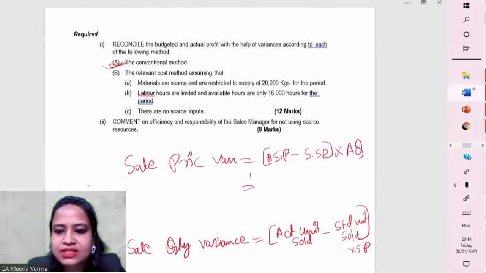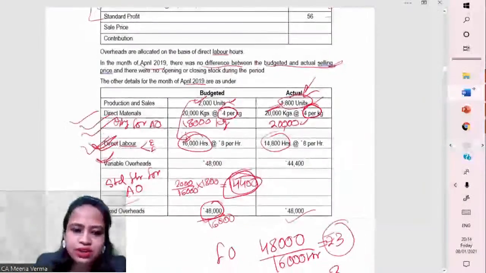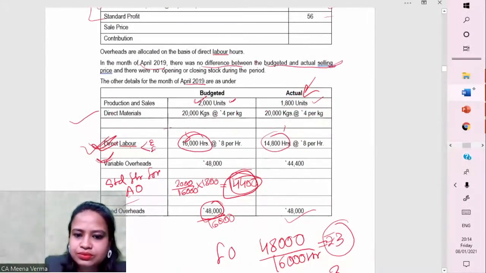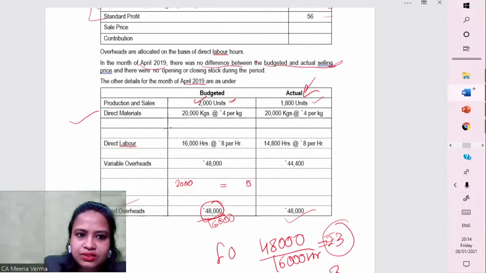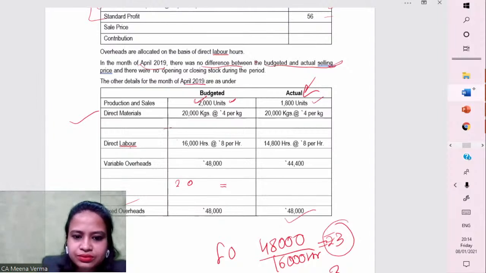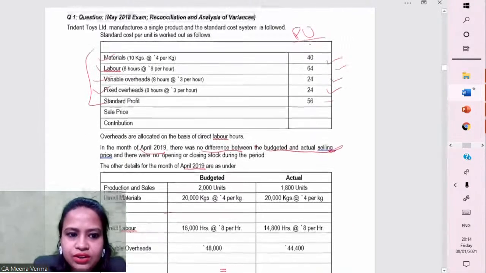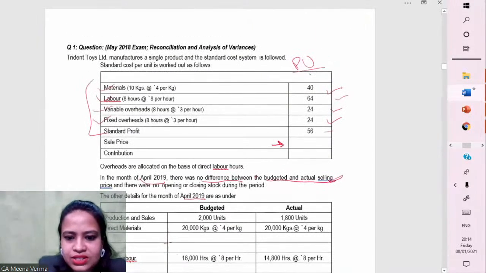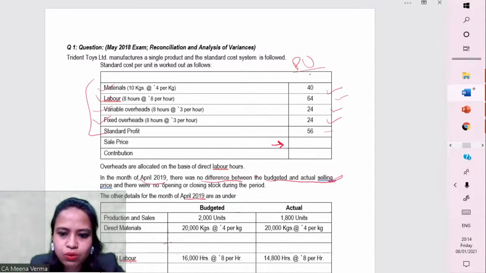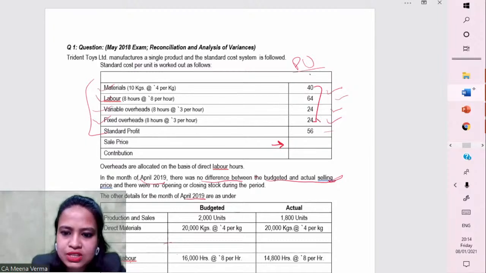Actual selling price, standard selling price, calculate it. How to calculate the actual selling price and standard selling price? Do we have any information related to this with the help of which we can calculate? Yes. See, we can calculate the standard selling price. How? By adding all the cost plus profit. All the cost plus profit, you will get the selling price. If you add all cost plus profit, you will get the selling price. Okay?